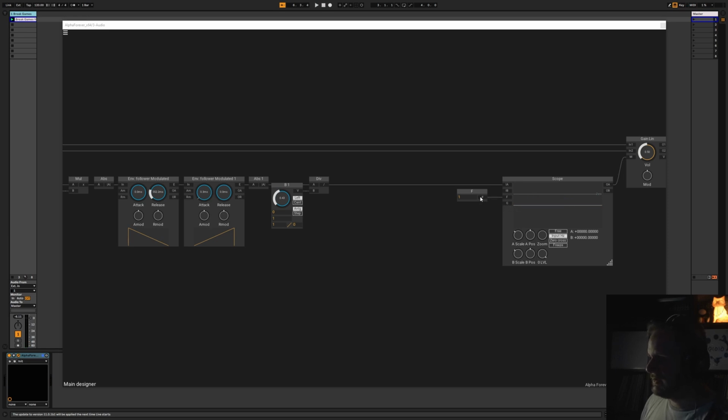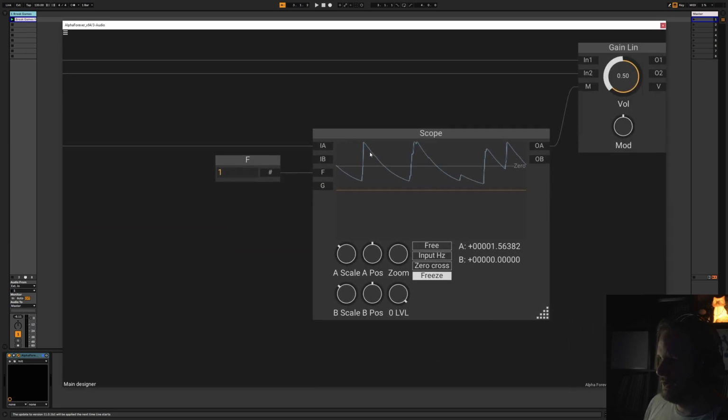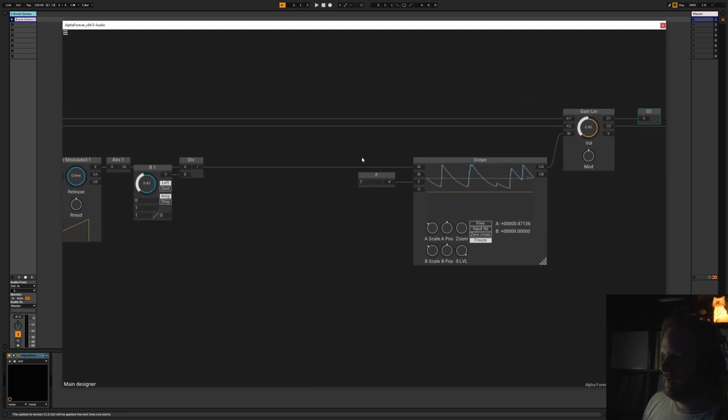Let me gate this, because I want to freeze the scope sometimes. But no, there's the freeze button, okay. So what we want to do is that these values here are above the threshold. These are below it. So we want to clamp the signal to 1, and mirror these guys to the 1 axis. And that's pretty simple to do, because that way we have the gain reduction.